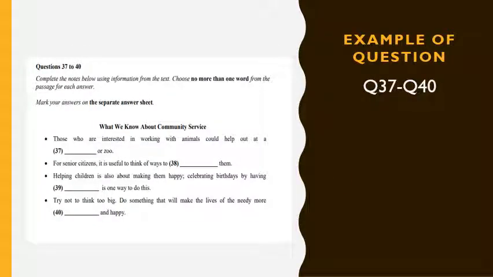Okay, and then for the second part of the questions, soalan 37 hingga 40, you need to read the instruction. Okay, so let's read the instruction. Complete the notes below using information from the text. Choose no more than one words. So seharusnya kamu perlu pilih satu perkataan sahaja untuk diisikan dalam tempat kosong ini. Remember, jangan ubah ejaan ataupun bentuk perkataan daripada teks tersebut. Nanti kita akan bincang kemudian.